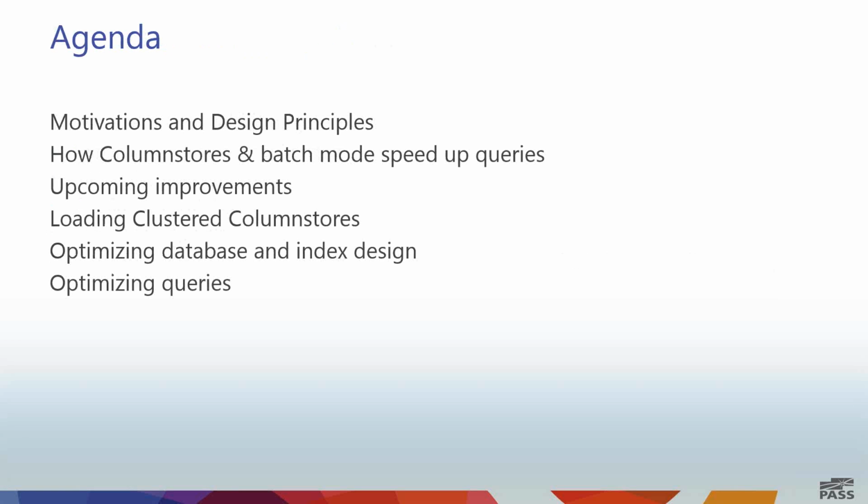So the agenda: we're going to talk a little bit about the motivations and design principles. We'll talk about how column stores and batch mode speed up queries. We'll talk a little more about loading clustered column stores, which is a pretty important topic. Then we'll wrap up with optimizing database and index design, which may be of more interest to some of the people on this call, digging deep into, okay, now that we're using these, what are some of the things I need to look at to make them efficient? And finally, we'll finish up with optimizing queries.